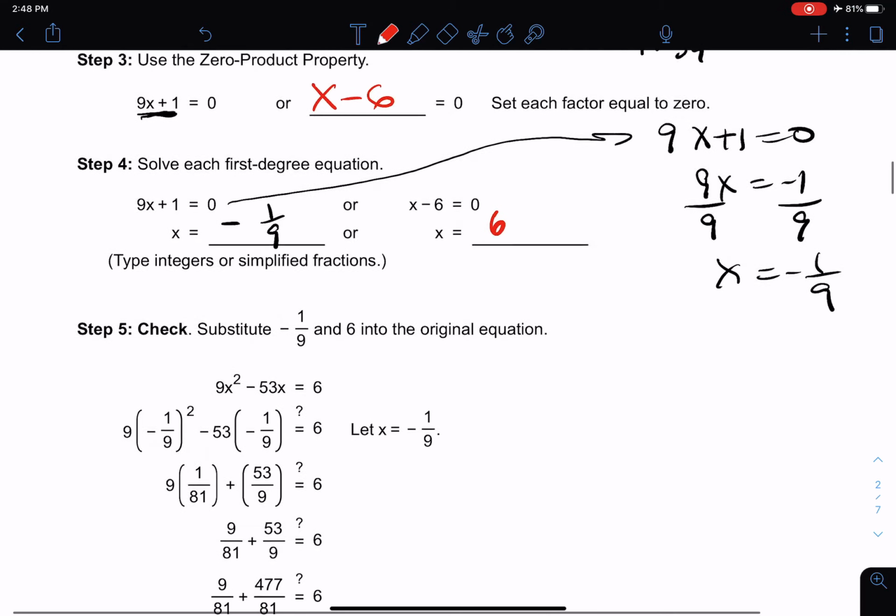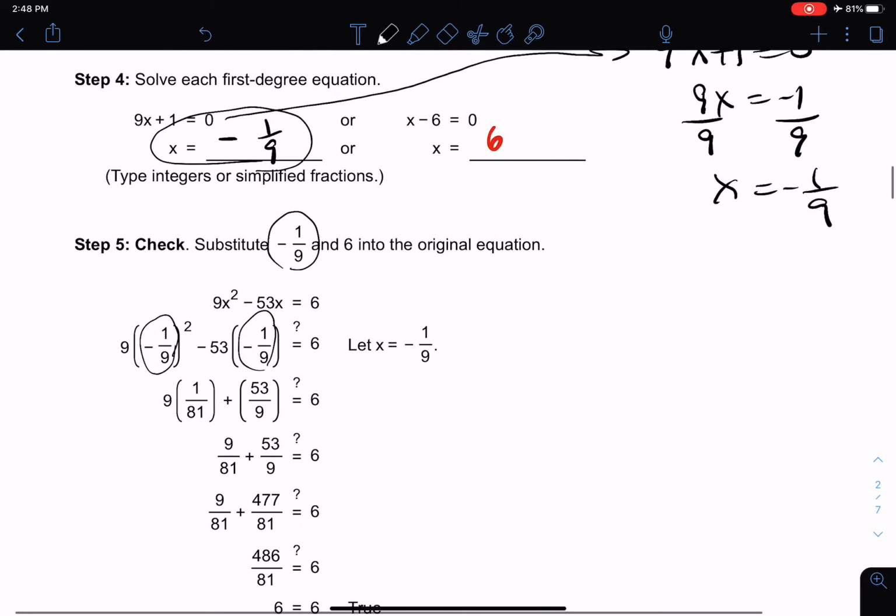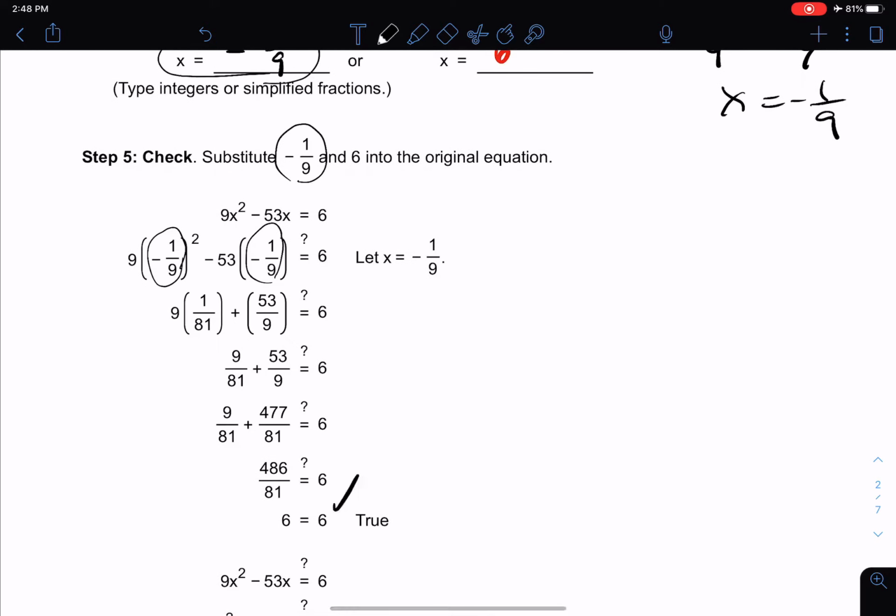Now they're saying if you want to double check it, you take the value that we got right here, x equals negative 1/9, and substitute it into the original equation and see if the left side actually equals 6. And when we do that, it's true, the left side does equal 6.